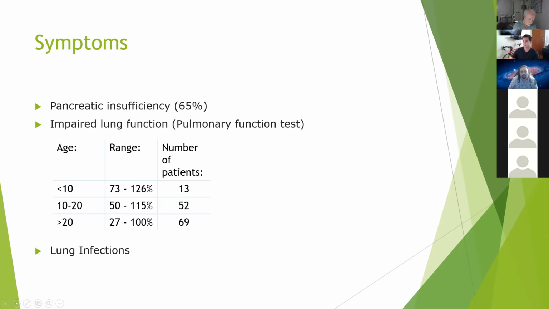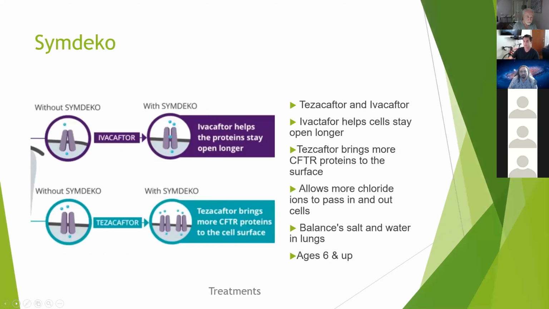Moving to our next slide, this is treatments. Symdeko is a combination of tezacaftor and ivacaftor. Ivacaftor helps the cells stay open longer, while tezacaftor brings more CFTR proteins to the surface. It allows more chloride ions to pass in and out of cells, and it balances salt and water in the lungs.